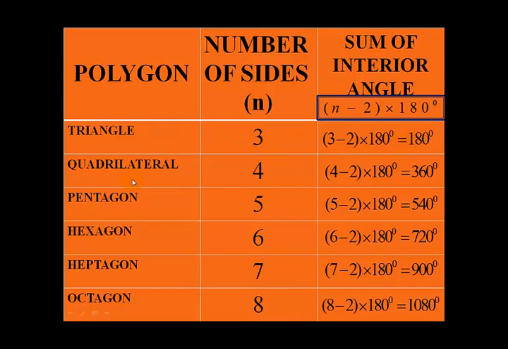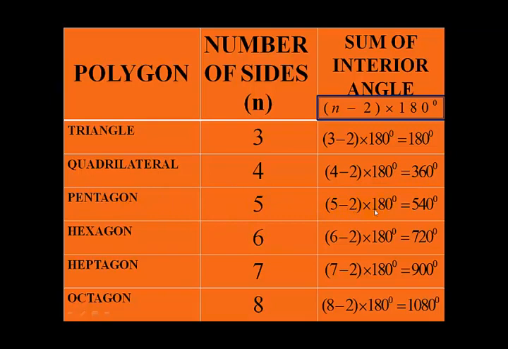Now, for a quadrilateral, that is a four-sided figure, the number of sides is 4. So we have (4 minus 2) times 180 degrees. And 4 minus 2 equals 2. 2 times 180 degrees equals 360 degrees. Now, for a pentagon, the number of sides is 5. So we have (5 minus 2) times 180 degrees. And 5 minus 2 is 3.